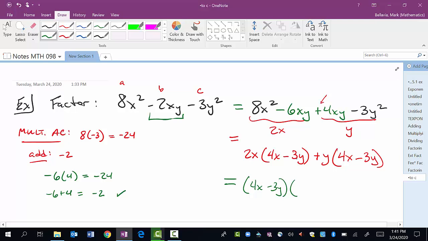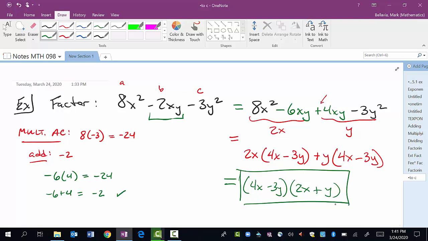2x is going to be left when you factor out the 4x minus 3y from the first term, so you got 2x. Plus here, factoring the 4x minus 3y out from the y times it is just plus y. So you're basically just taking the front of each of these and it goes inside the second set of parentheses. Parentheses around both, you have a product now, so you're good. All right, so the solution is 4x minus 3y times 2x plus y.